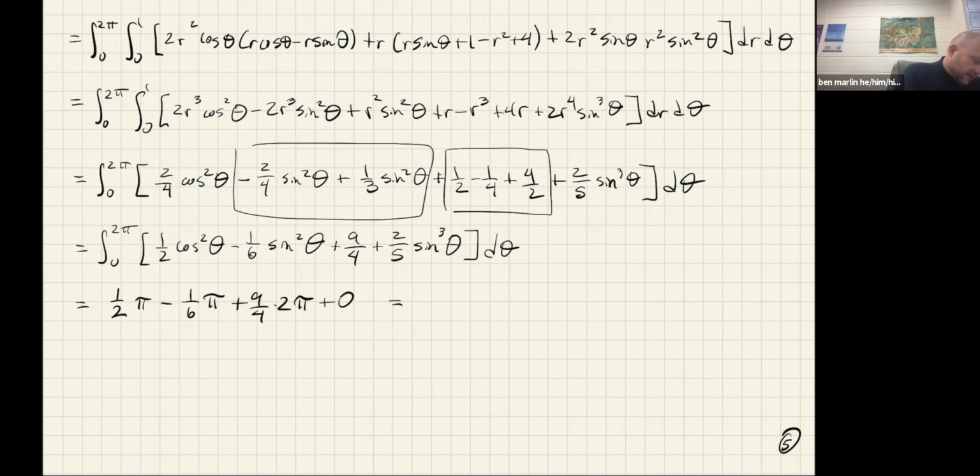So then, what do we end up with? Pi over 3 plus 9 pi over 2, which is, I should probably be embarrassed that I can't do that in my head. 29 pi over 6. Okay, so terribly messy, but doable. All right.